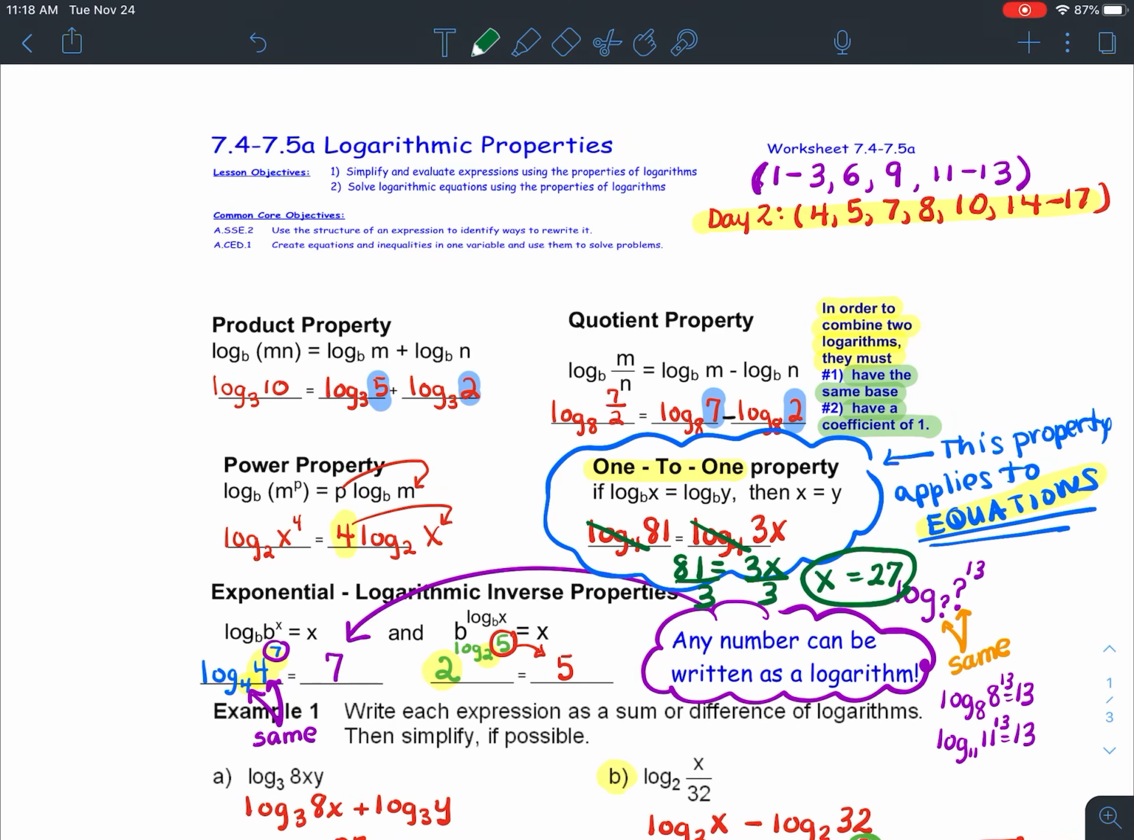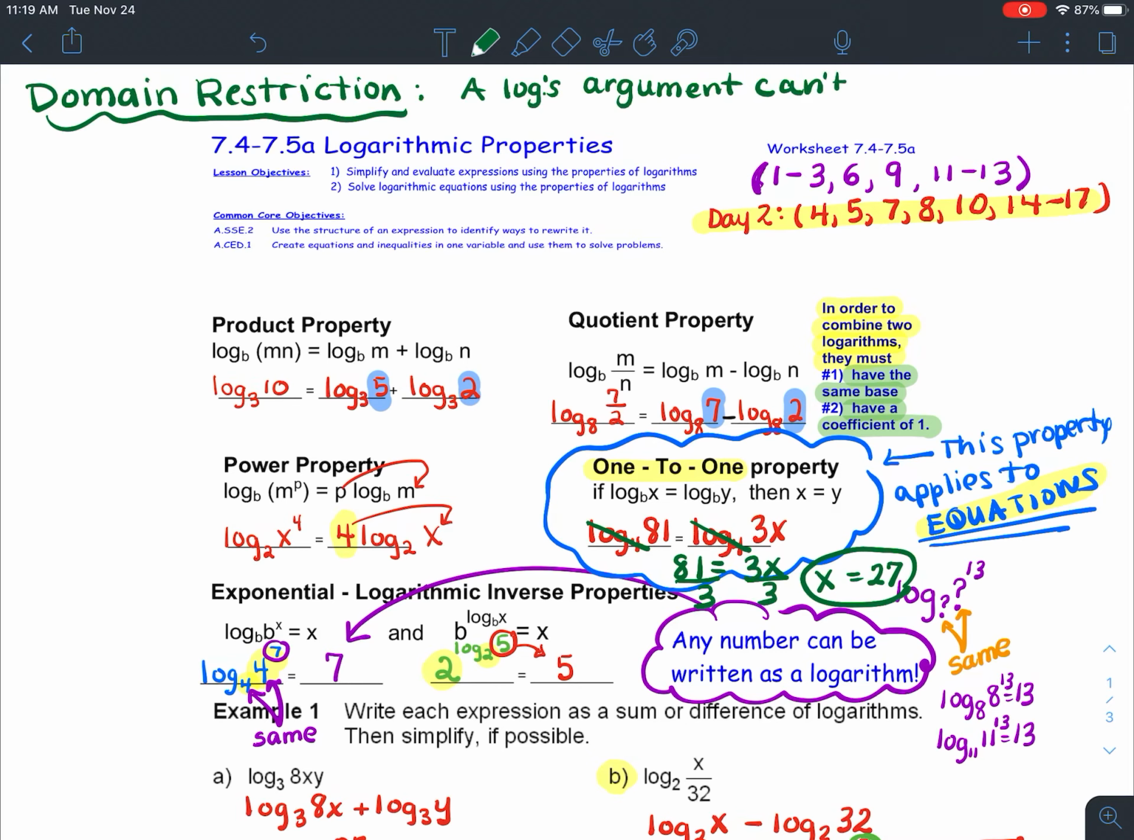Now, there is one thing that you have to watch for when you are solving logarithm equations. There is a domain restriction. So I'm going to write this up here at the top of the paper. We'll talk about what this is and then how you kind of have to check for this with all of your equations that you're solving that have logarithms in it. Okay, here's your domain restriction for logs. Okay, I'm going to abbreviate here. A logarithm's argument can't be 0 or negative.